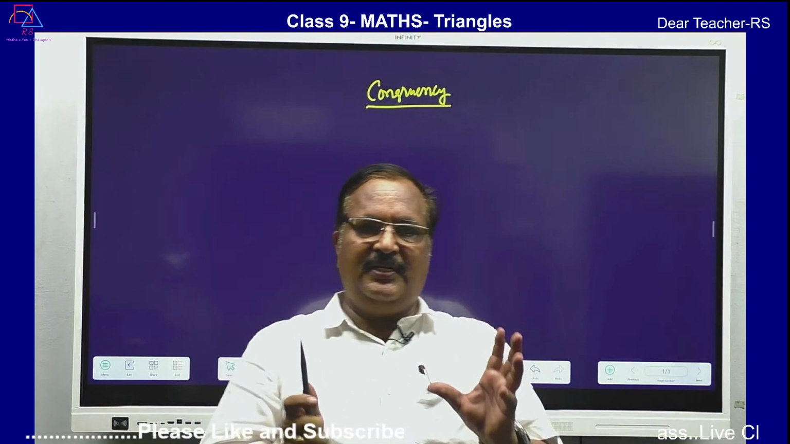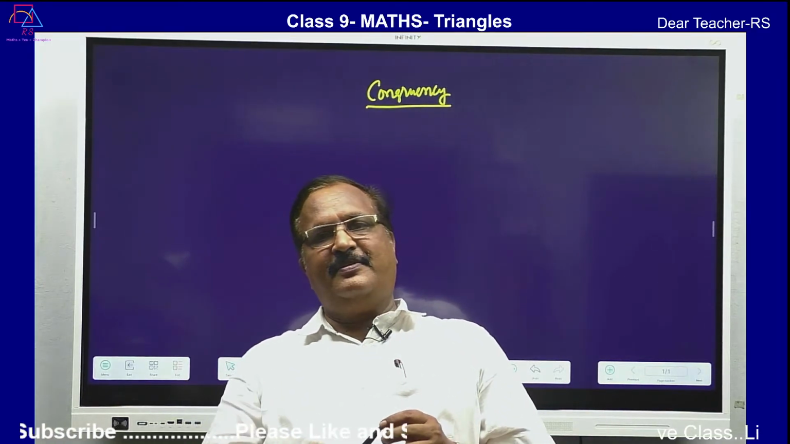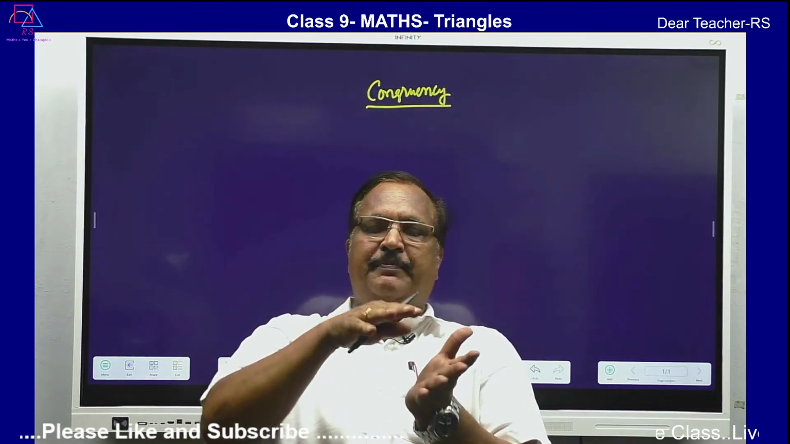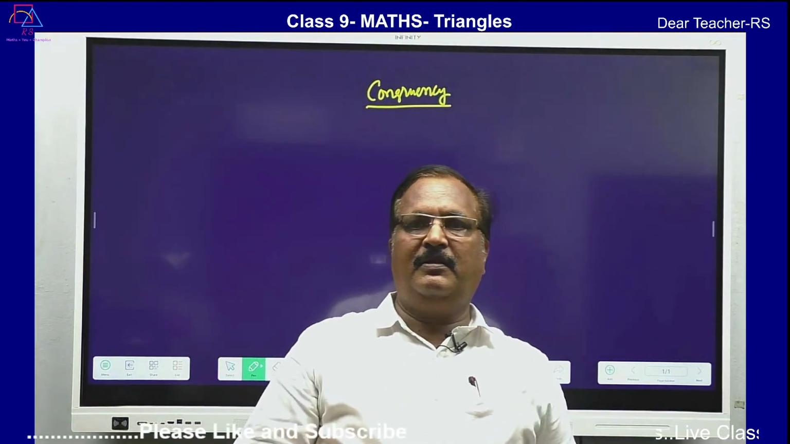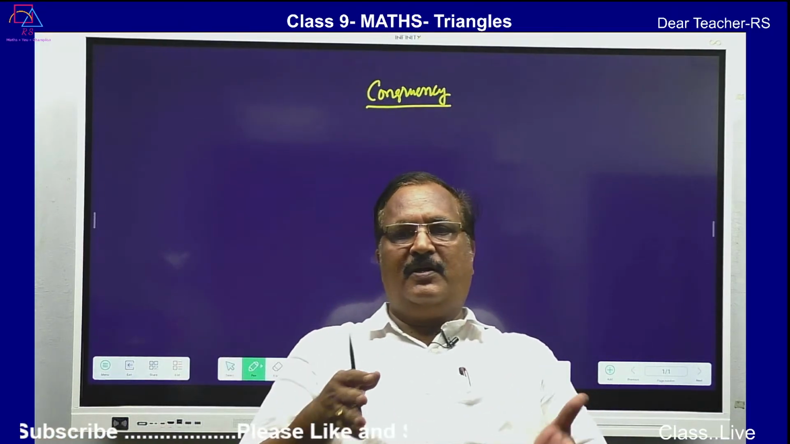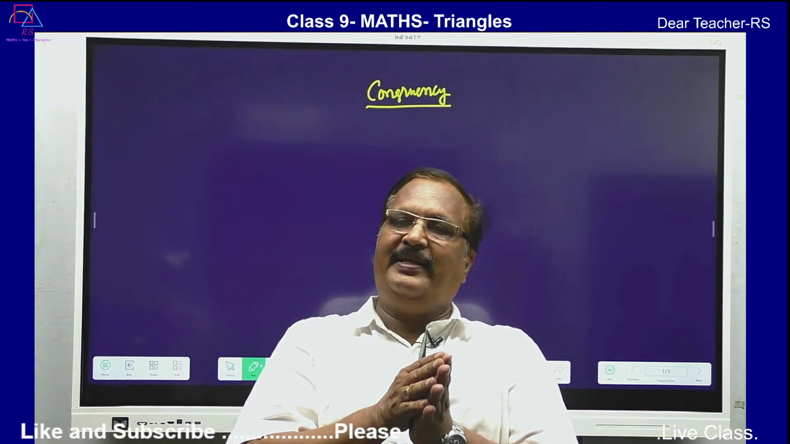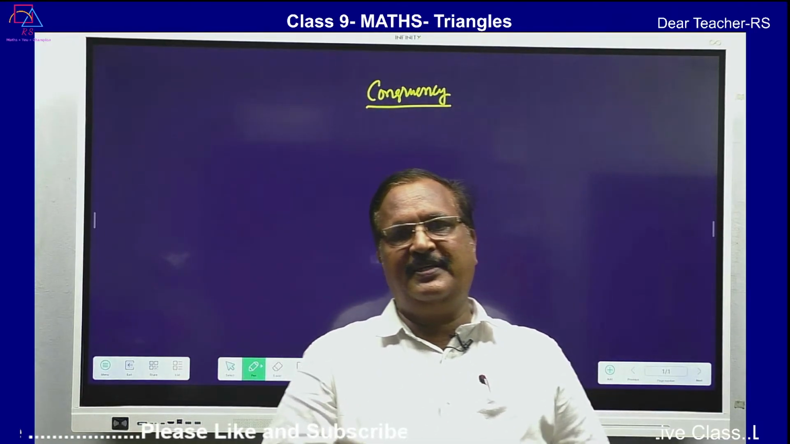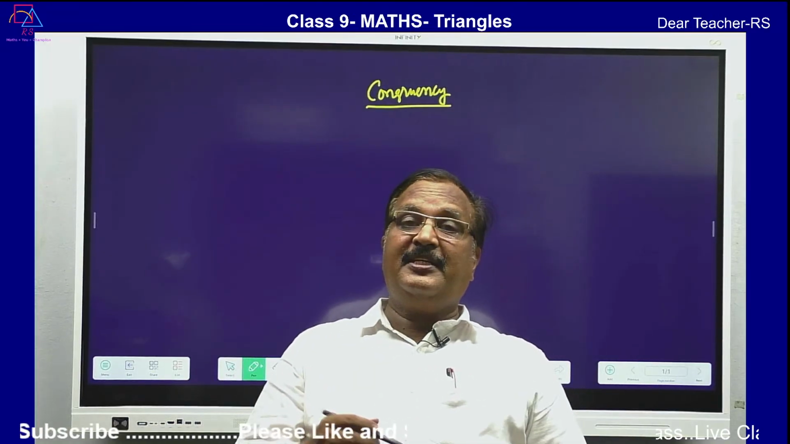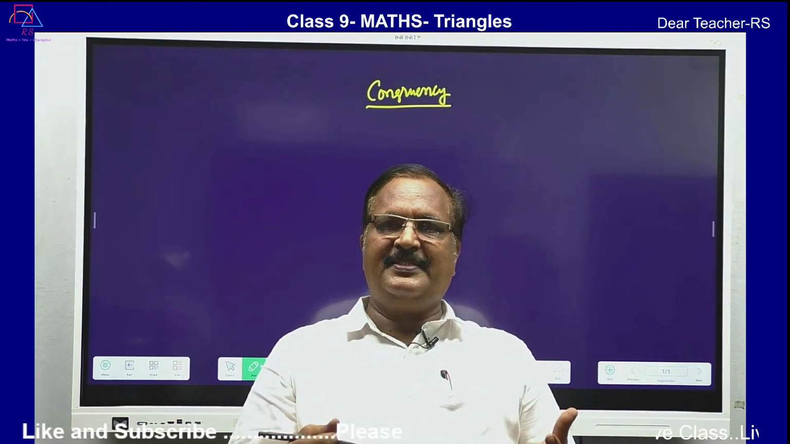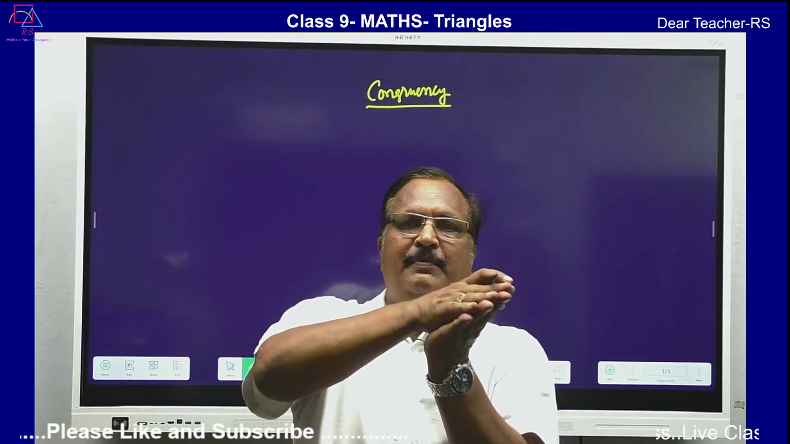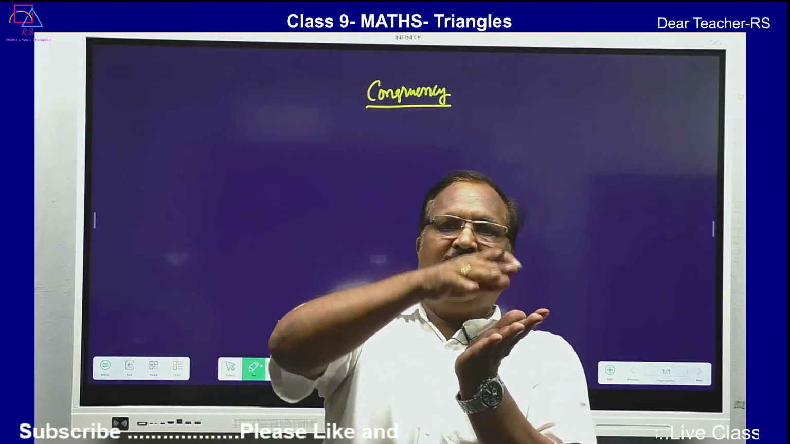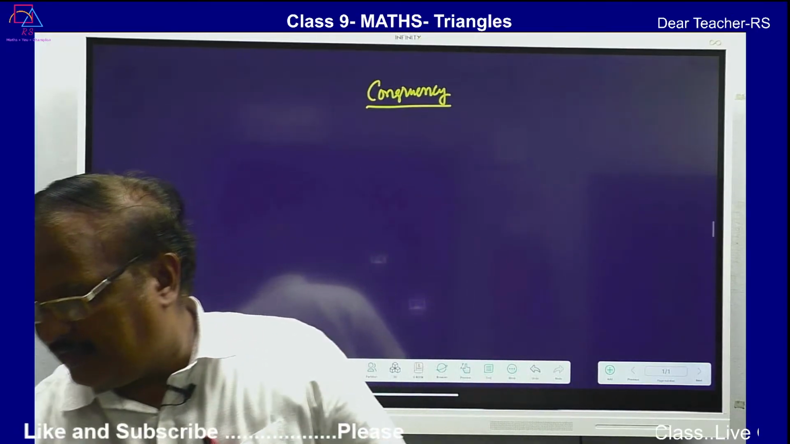So, what is first? Let us understand the word congruent. Congruent means any two figures are congruent if you overlap one on the other, and the top figure covers the other figure exactly. Then we say that the figures are congruent, irrespective of the shape. If there are two figures and you keep one figure on the other, it should cover exactly.